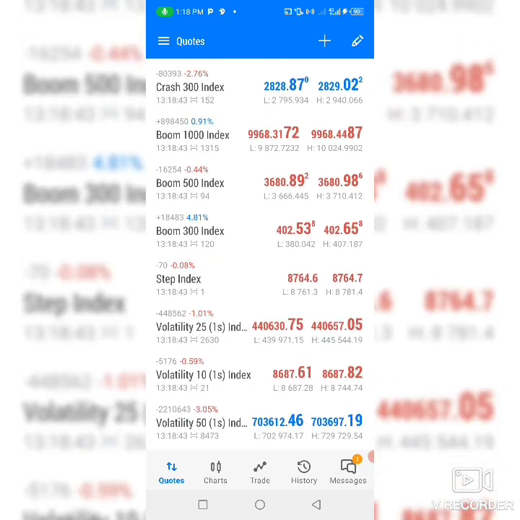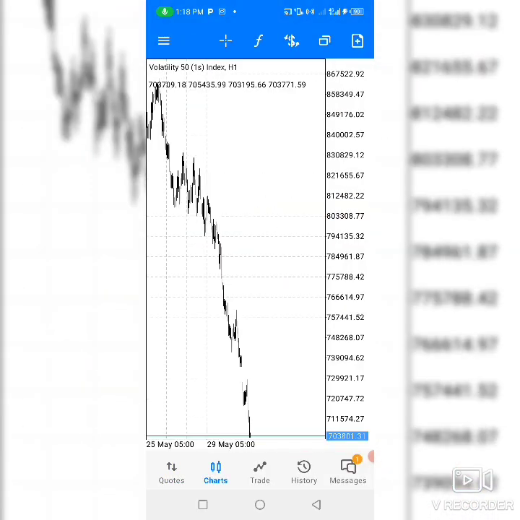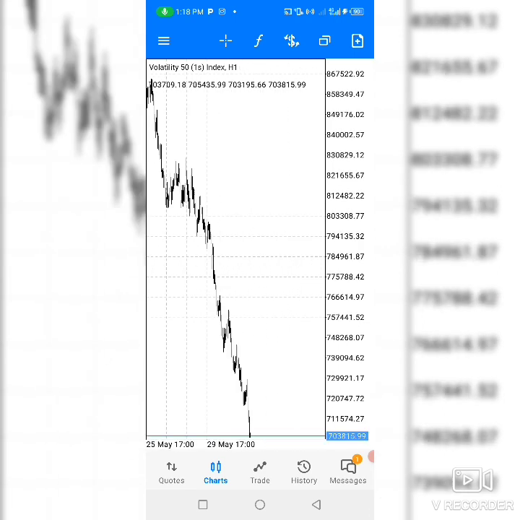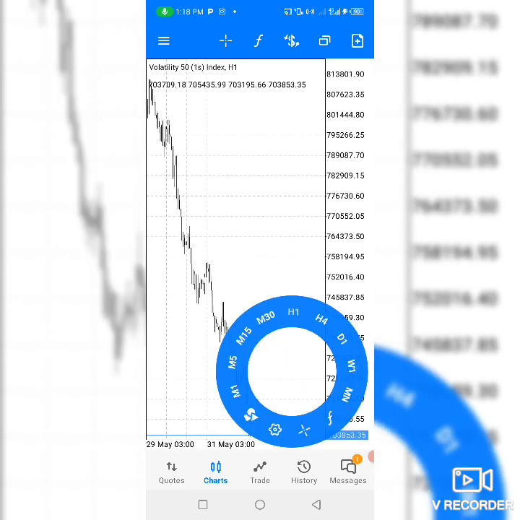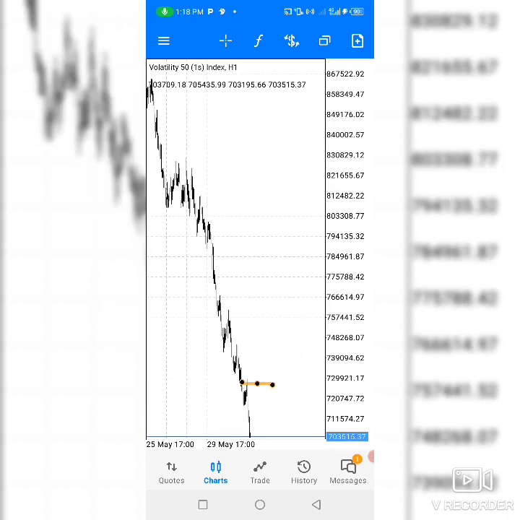Right now we are going to volatility 71S. Volatility 71S, selling market. There is no signal. I think we should have taken a sell signal here, but it's missed. So there is no signal right here.